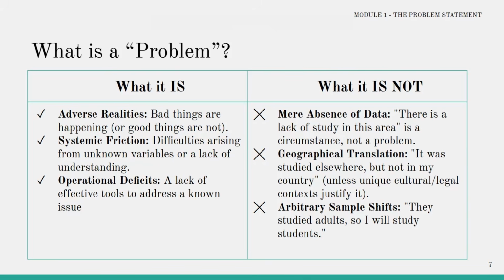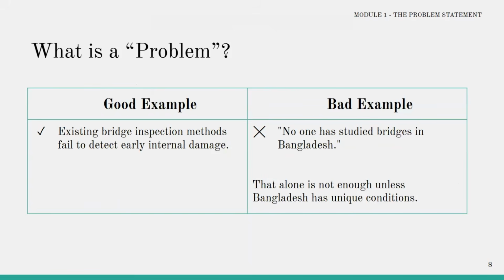Or something like arbitrary sample shapes that they studied. Say a research project was done on the adults, so we want to study on the students. So it's not a problem, because just these factors could be a part of a problem, but these are not necessarily a problem. For example, a good example would be that existing bridge inspection methods fail to detect early internal damages. But a bad example could be no one has studied bridges in Bangladesh. So this is a statement, more like it. And that alone is not enough unless Bangladesh has unique conditions.